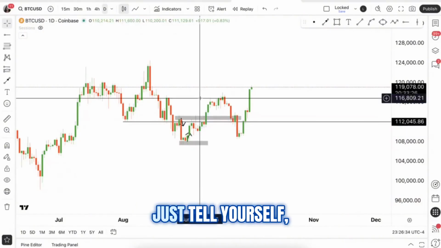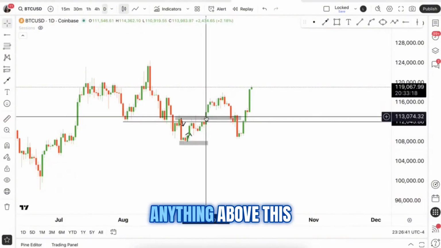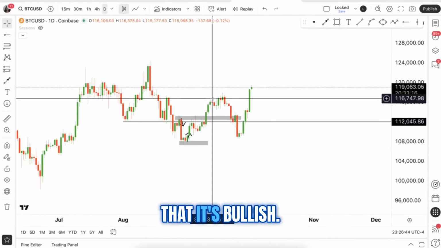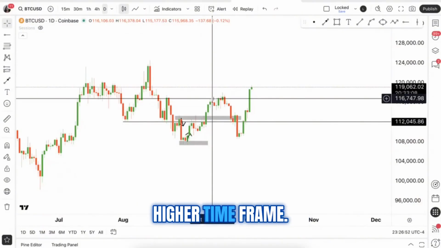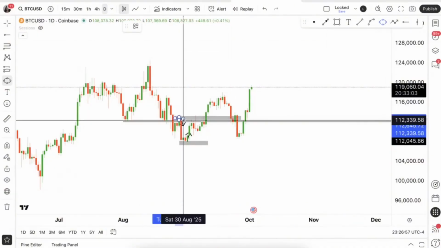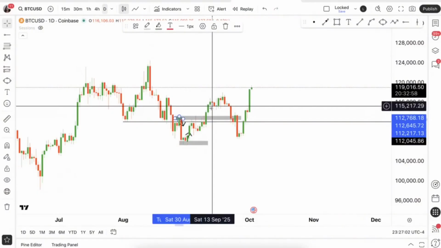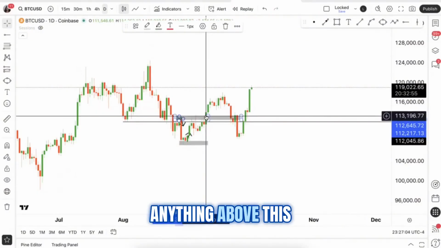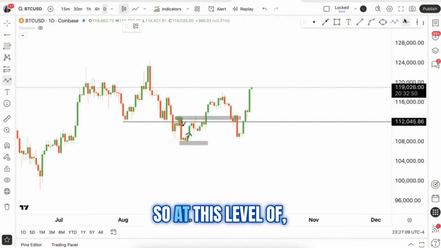Please don't overthink it. Just force yourself to believe that the moment price breaks above a high, anything above this level is showing you that it's bullish. I know some of you guys are like, I don't know. I guess some of you don't trust in the higher time frame, but I need you guys to trust. The moment price goes above a swing high, anything above this particular level will be bullish.